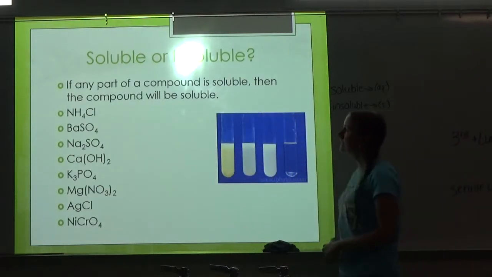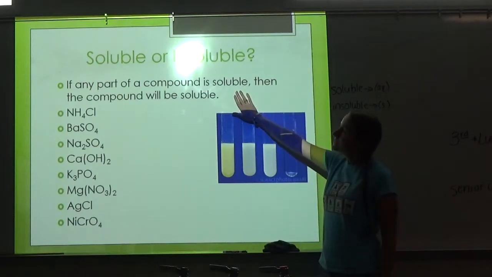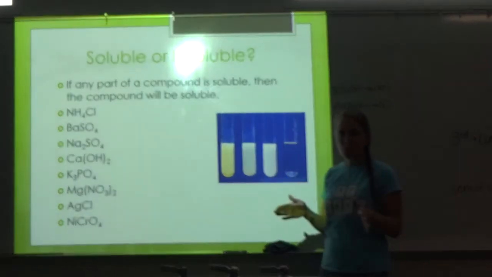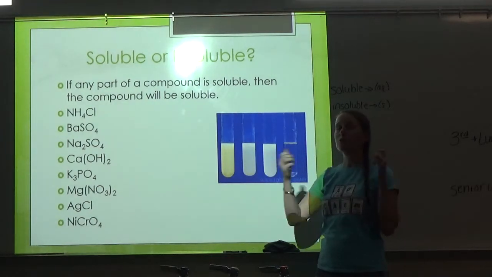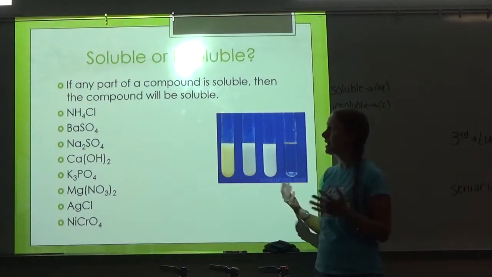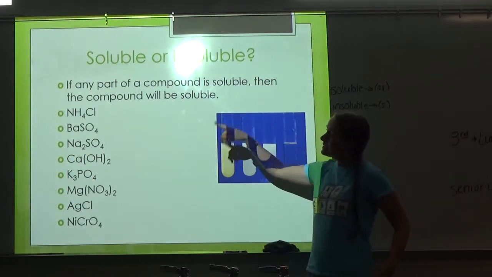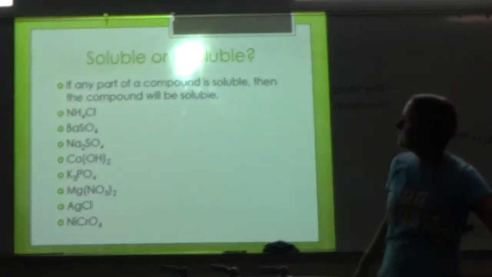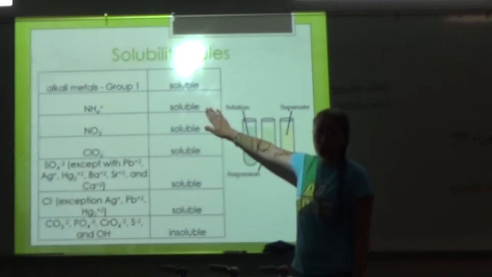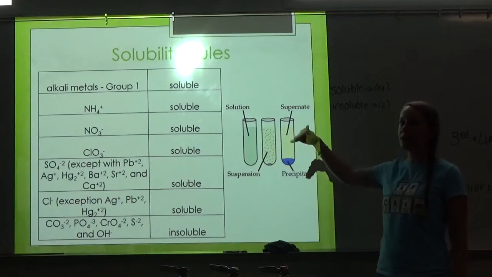So those are some insoluble ones. Let's look at these and determine what's going on here. The important thing to remember is if any part of the compound is soluble, then the whole thing is soluble. Because insoluble wants to bond, soluble doesn't. So if one of them doesn't want to bond, it's not going to happen. It's going to separate and be aqueous. Our first one says NH4Cl. I can look back at my solubility rules and see immediately that NH4 is soluble, so it would be aqueous.